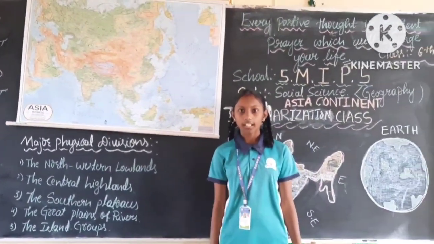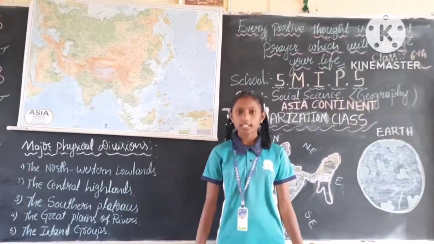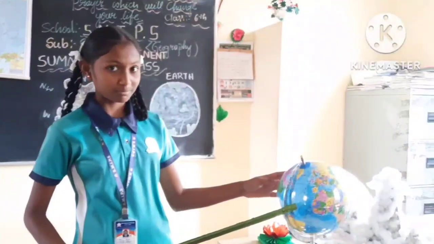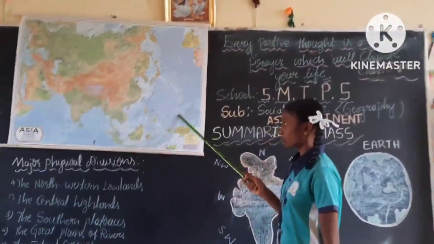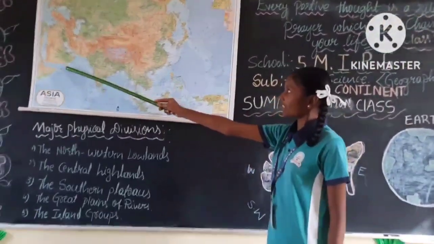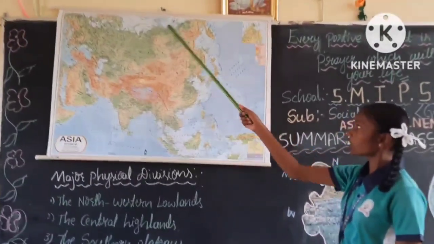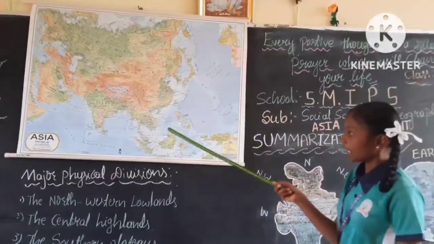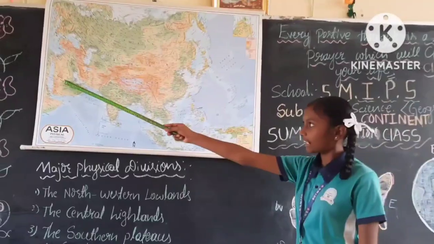71% of water, 29% of land. Asia is bounded by ocean on 3 sides and land on 1 side. Arctic Ocean in the north, Pacific Ocean in the east, Indian Ocean in the south and the land in the west.